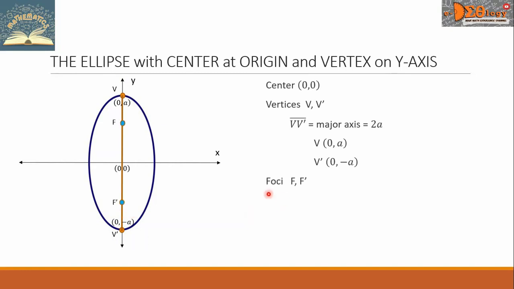Let us plot now the foci. The first focus is here, denoted by F, and the second focus is F prime. The line segment connecting these 2 foci is assigned to be 2c. And then we can now write the coordinates of the foci, and these are (0, c) and (0, negative c), respectively.